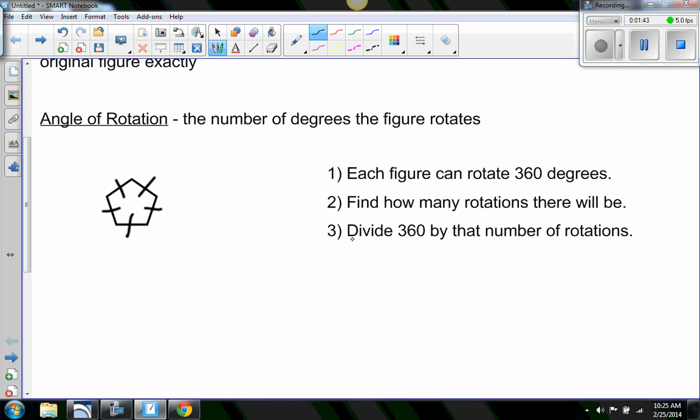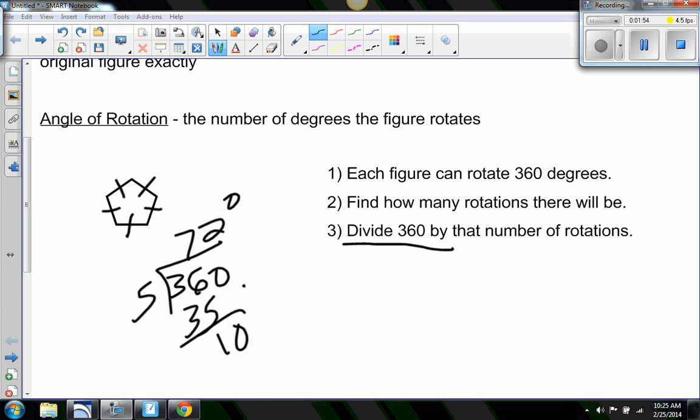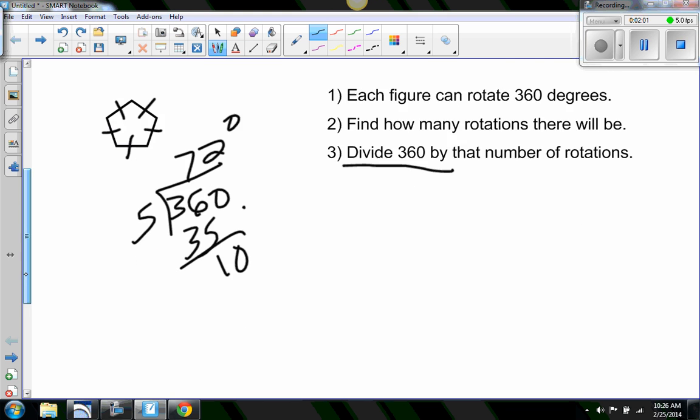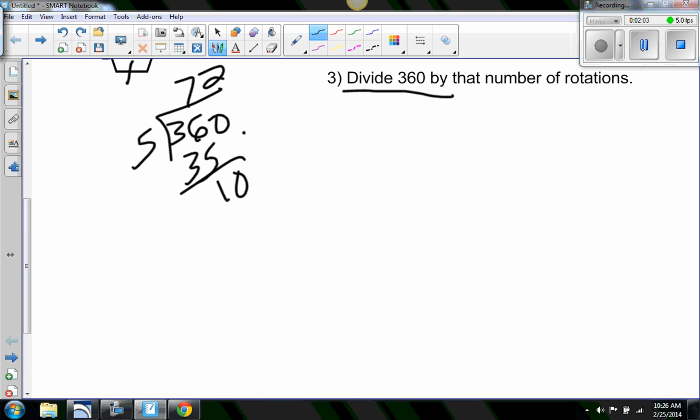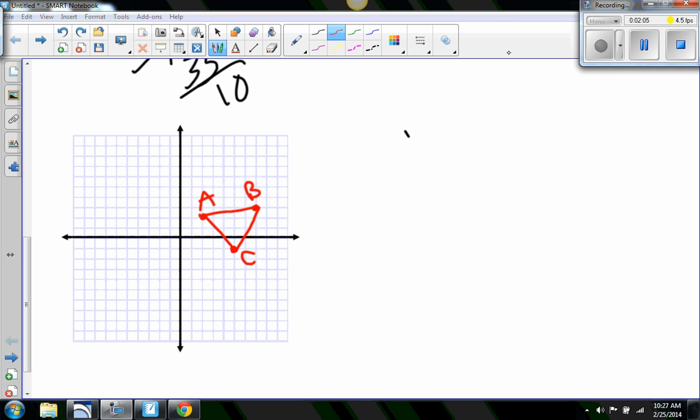So then divide 360 by that number. So 360 divided by 5 would be 72 degrees. So each turn, each rotation is going to be 72 degrees for that figure. You can follow those. So then there is another type of problem that we're going to have to do.